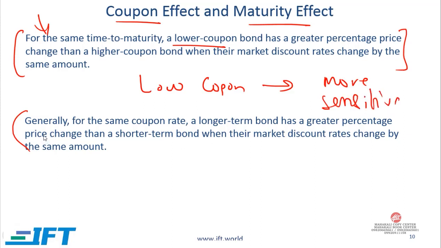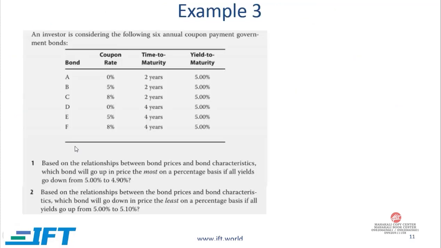And then the maturity effect. For the same coupon rate, a longer term bond has a greater percentage price change than a shorter term bond when their market discount rates change by the same amount. So this is saying that longer term bonds or longer maturity bonds are more sensitive to interest rates. That is the maturity effect. Now let's work through example 3 in the curriculum.